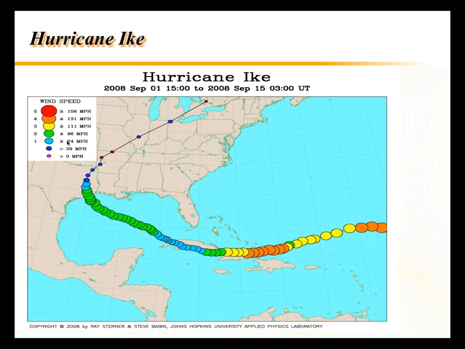Now moving to Ike. Ike happened about 2 weeks later. This was a potentially very, very devastating storm. It started out as a very strong Category 4. It made landfall first in Cuba, and it weakened. Came back out into the Gulf, and then strengthened, and then headed straight for the Houston-Galveston area.